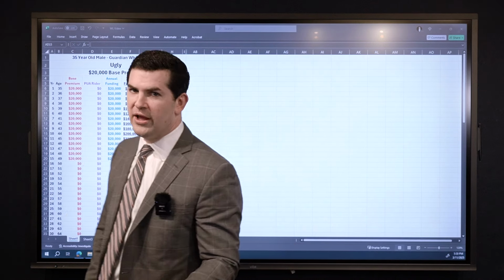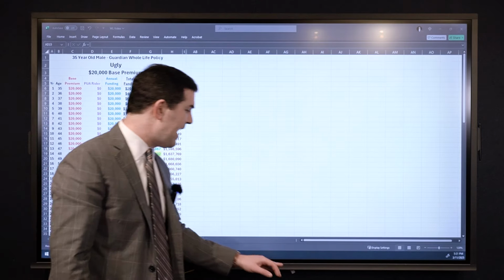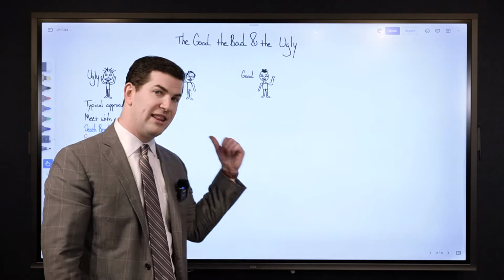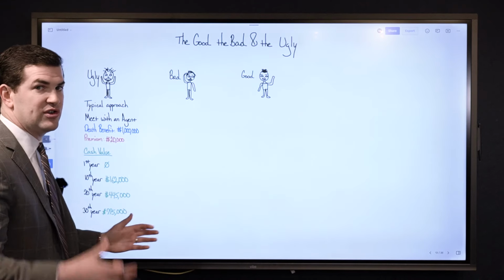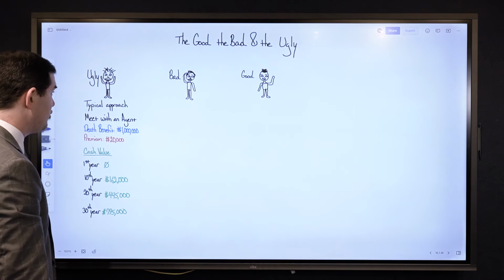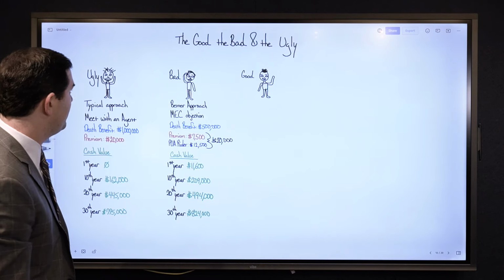Now, when you look at whole life insurance sales, more than 90% of policies that are sold, that people own, are sold like that. The ugly, because it's just a life insurance policy that's sold that has a high premium, and we eventually see it build cash value.